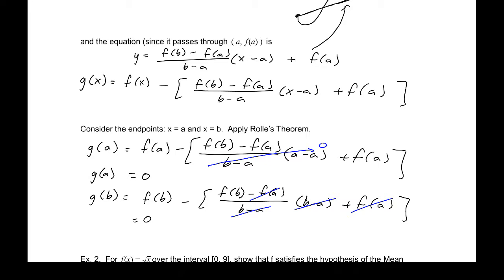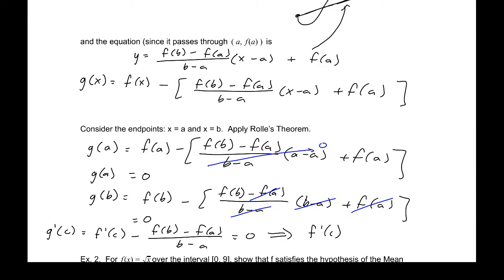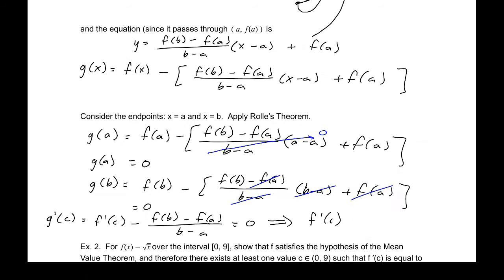So because our endpoints are the same and this function is continuous and differentiable, there exists some point c such that g prime of c, which is f prime of c minus f of b minus f of a over b minus a, equals 0. Which then implies that f prime of c, for that point we have just found, guaranteed by Rolle's theorem, equals f of b minus f of a over b minus a.